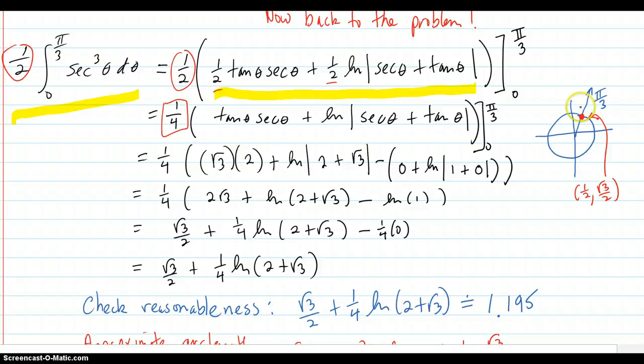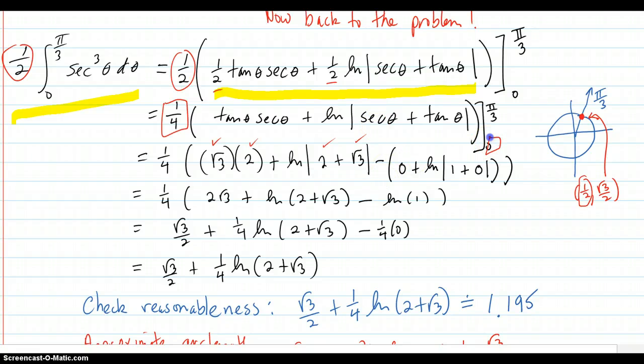And in case you don't know what the tangent and secant is of that, here's your pi over 3 angle. The terminal point on the terminal side is 1/2 comma square root of 3 over 2. So the tangent is square root of 3. That's right there. Secant is 2 because cosine is 1/2. So 1 over cosine, which is the secant, is 2. And then in here secant was 2. Tangent was square root of 3.